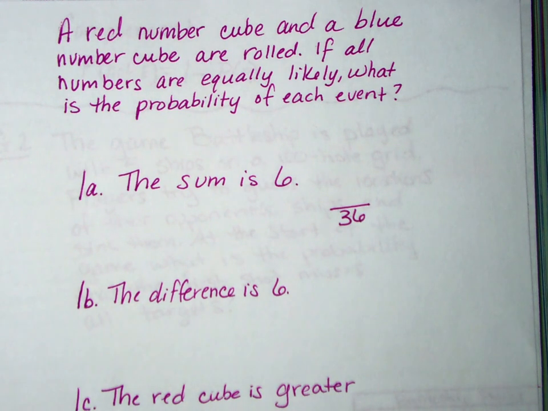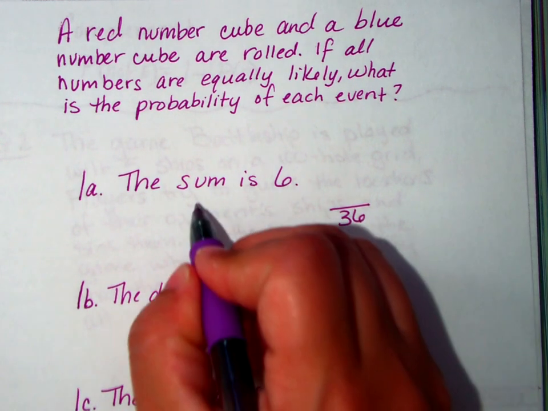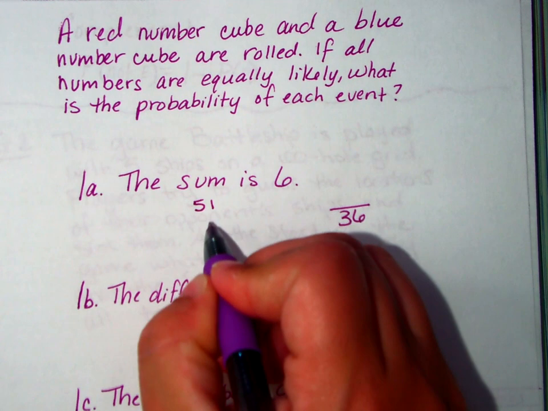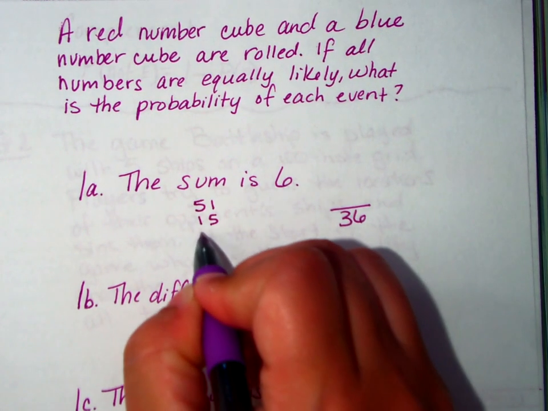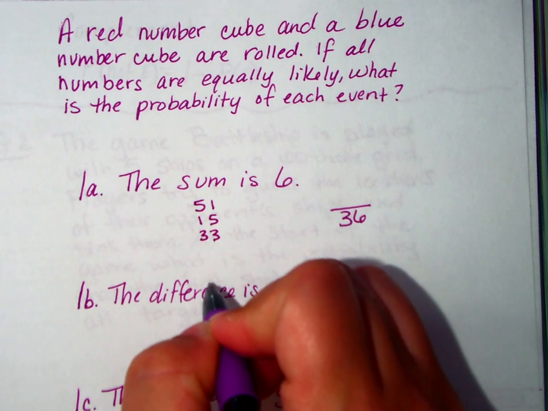Okay, so the sum is 6. Think about 1 through 6, all of the numbers that add to get 6. You have 5 plus 1. You have 1 plus 5. You have 3 plus 3.